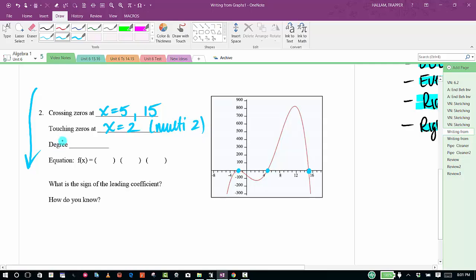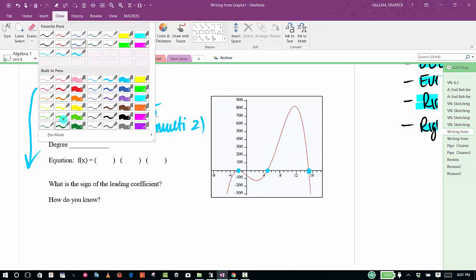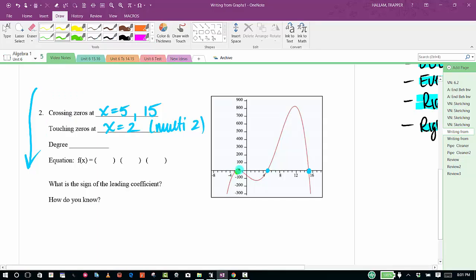So the degree is going to come from the turning points, so I'll change my color here. I'll grab a little bit more dramatic of a change of color. We'll say green. Here's a turning point, increasing to decreasing. Here's another one, decreasing to increasing, and here's another one. So we've got 3 turning points. We know that the turning points is 1 less than the degree, so we're going to go ahead and say that the degree of this is a 4.